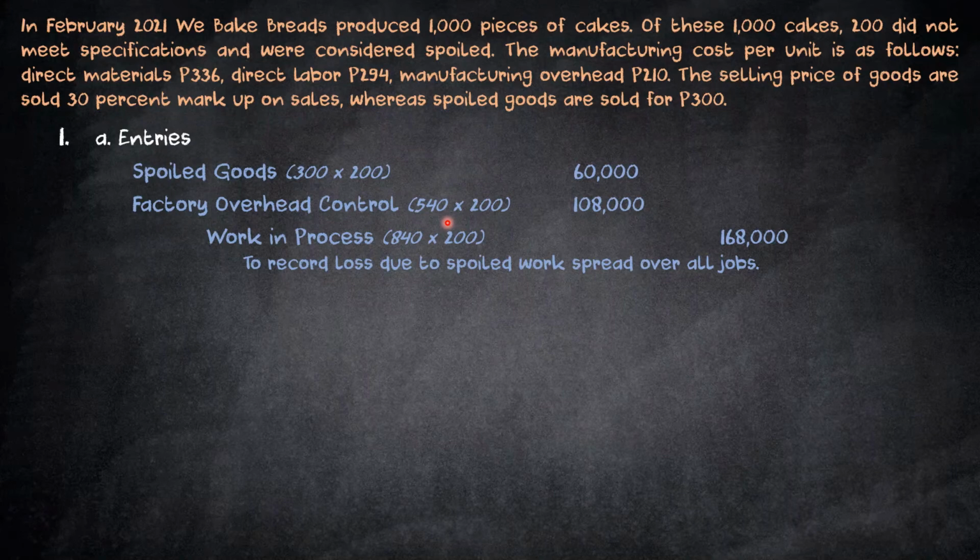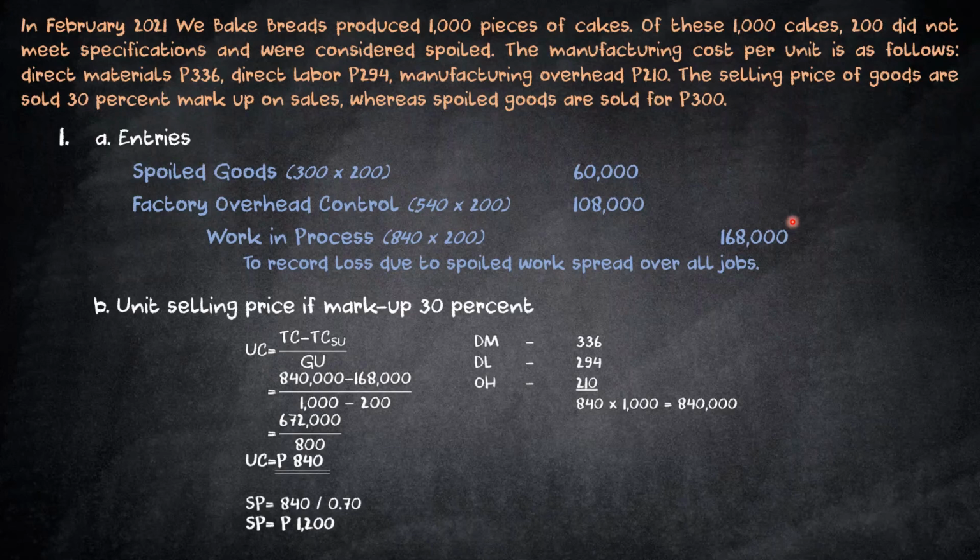Tapos, multiply lang ulit natin by our spoiled units, which is 200, for us to be able to get 108,000. Tapos, ito namang ating work in process account, ibig sabihin lang nito, tatanggalin natin sa ating jobs yung spoiled units. Kaya mag-credit tayo sa work in process. And for that, we will account the total amount of the spoiled units, which is 168,000. So, let's proceed to number 2.